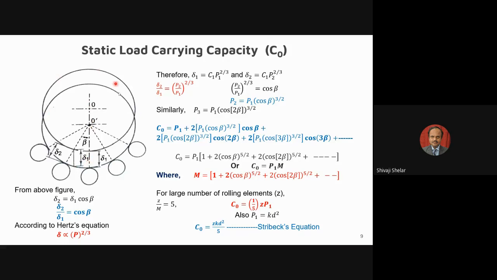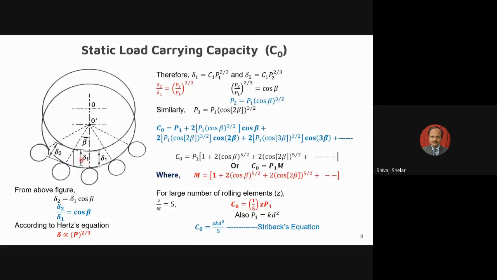Now looking at this diagram, this is P2 here, this is P1, here was P2, here was P3. This angle is beta, this angle was 2 beta here. And now this distance is delta 1. This distance here is delta 1 in the vertical direction. Then what is the distance in the radial direction? So the radial direction distance here we are assuming is delta 2.